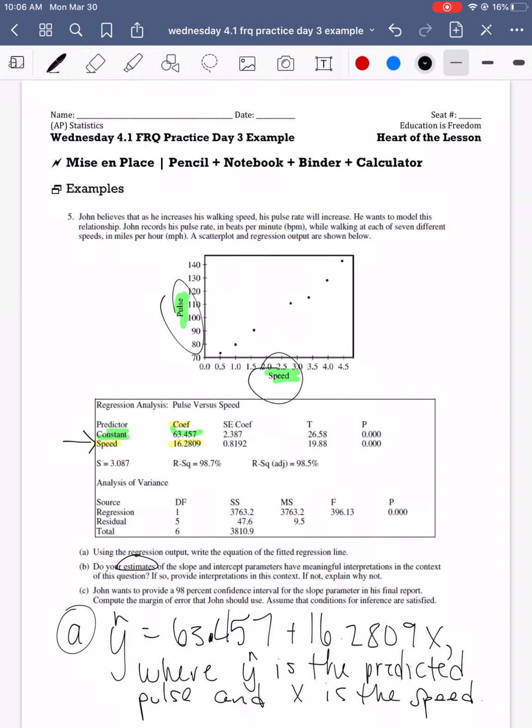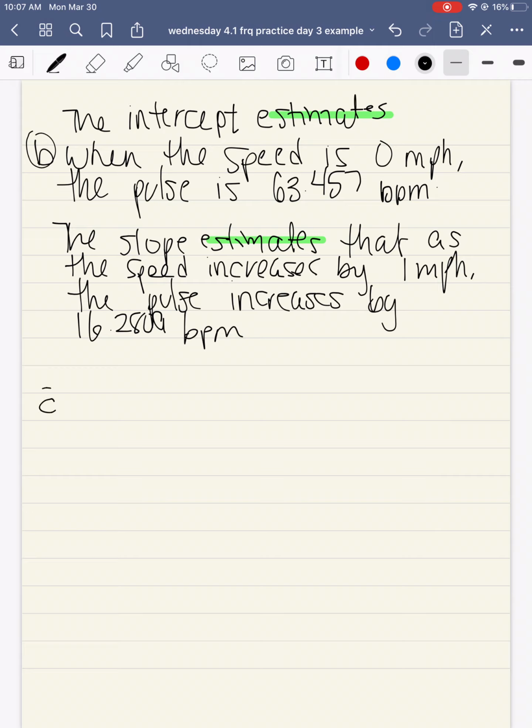And then part C says John wants to provide a 98% confidence interval for the slope parameter in his final report. So we want to compute the margin of error that John should use, assuming that the conditions have been satisfied. So looking at this problem, they're only asking us to calculate the margin of error with a 98% confidence level. So that'll help us get our critical value. And we can assume that the conditions have been met, so we don't need to do those conditions here. The conditions have already been met, we're good to go.